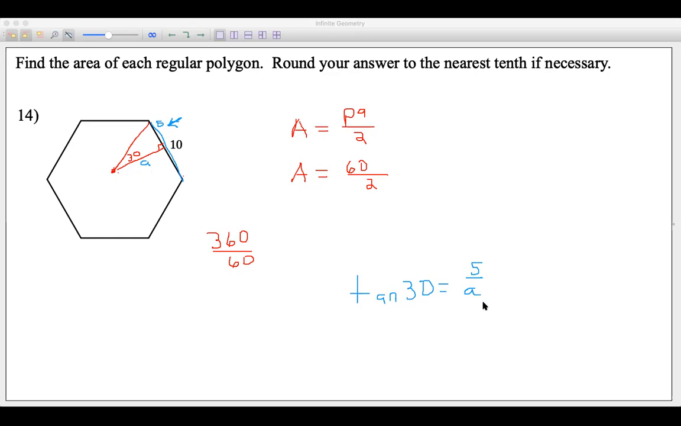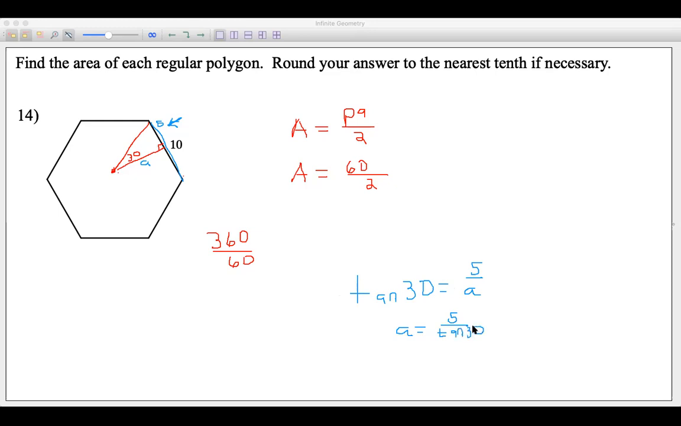Do you remember what the pattern was when A is on the bottom? By A. So if I multiply both sides by A, the A's cancel, and then I'm going to divide by tan 30. So A would be equal to 5 divided by tan 30. Make sure you're in degrees. And what do you get?